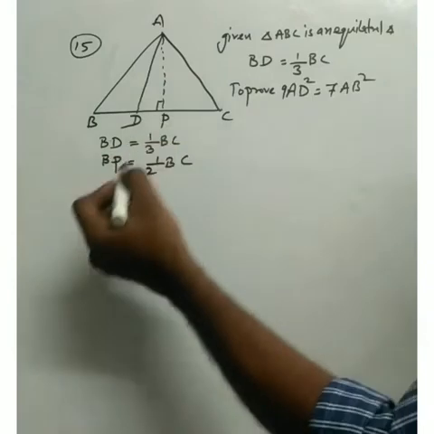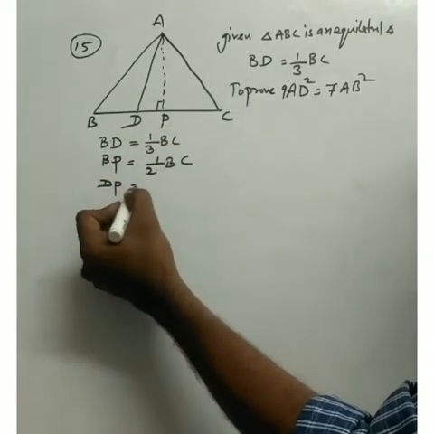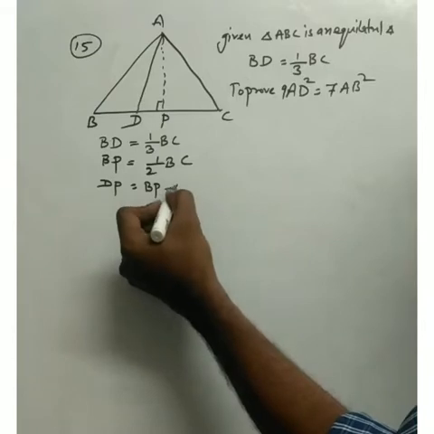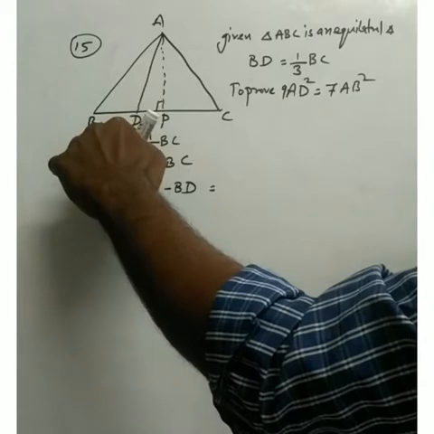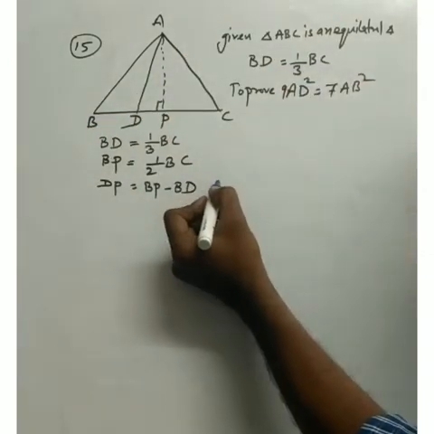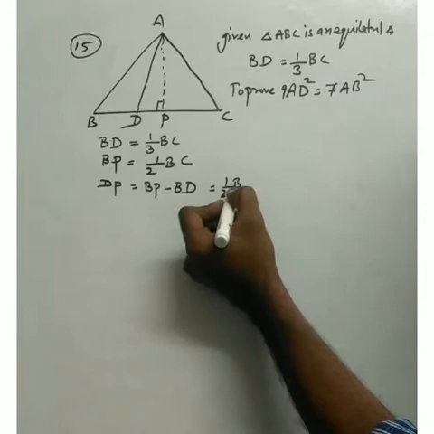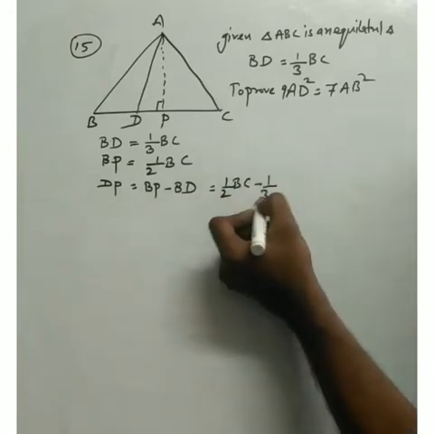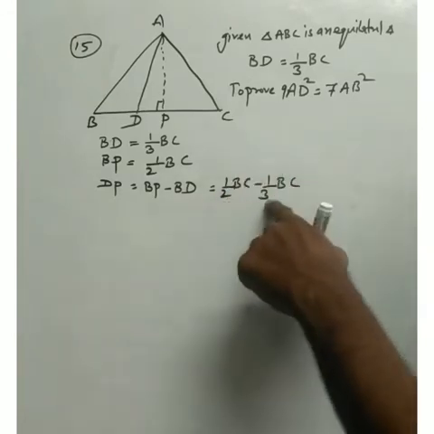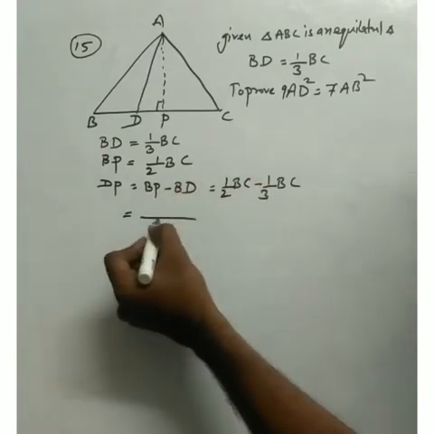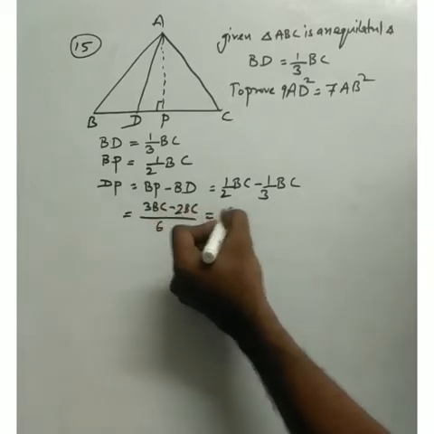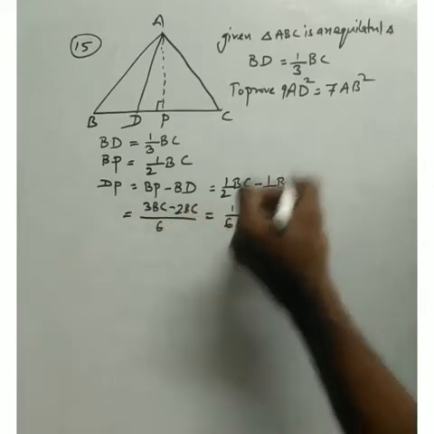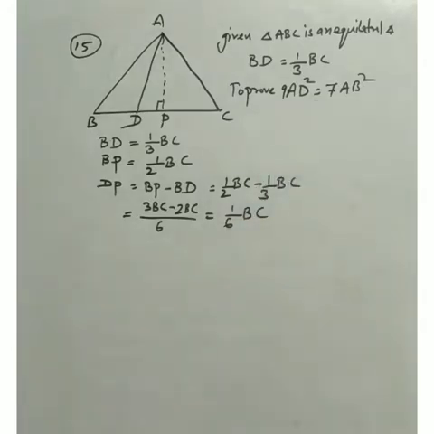Now we'll find out DP. DP is BP minus BD. BP is half BC. BD is 1/3 of BC. We'll take the LCM of these two, 6. 3BC minus 2BC. So it is 1 upon 6 BC. DP is equal to 1 upon 6 of BC.